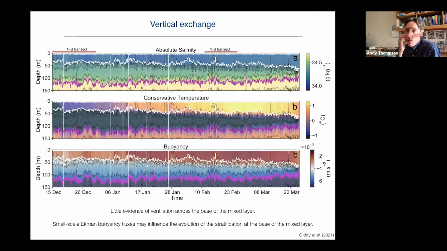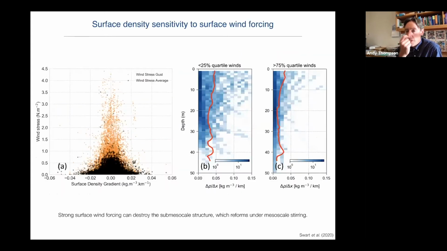happening. And so it's a little bit hard with the platforms we had in the water to see that process actually happening in real time. But there was something else that came out of these interactions with the winds that was a little bit surprising.